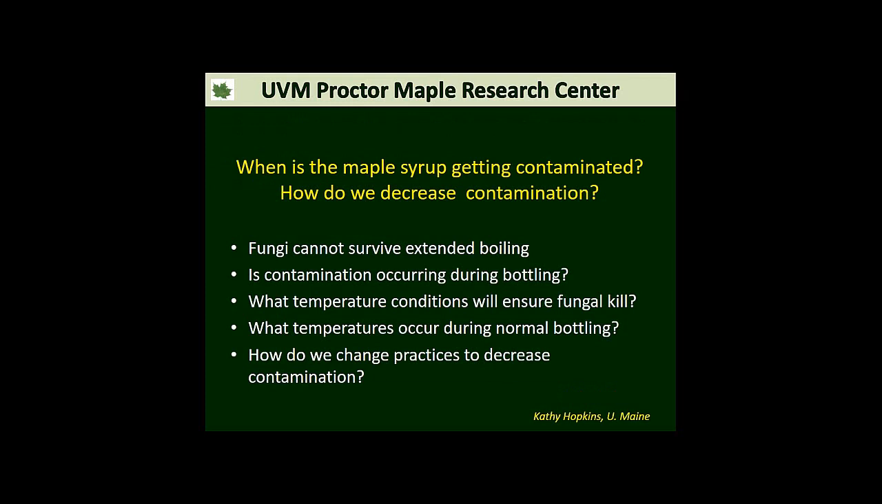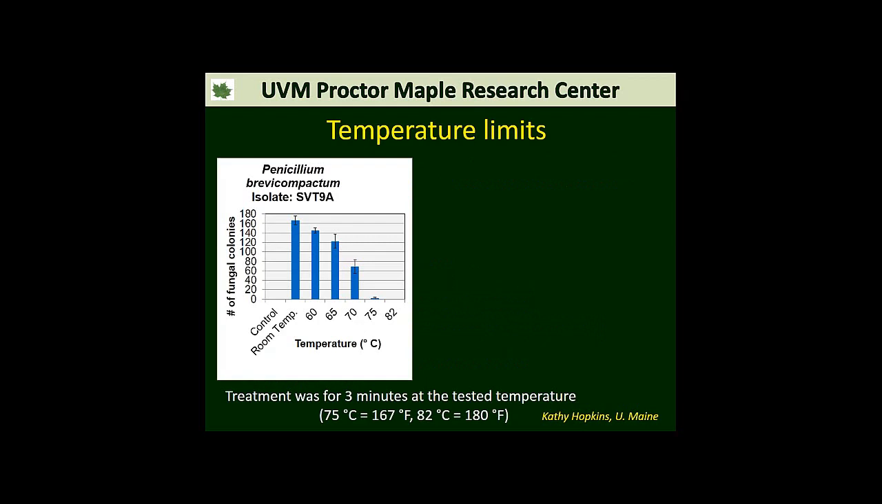So how is the maple syrup getting contaminated? Well, fortunately, sap can't live through extended boiling, so when it comes out of your draw-off, syrup is sterile. So contamination is occurring somewhere between your draw-off and getting it in the bottle. The temperature conditions are really important, particularly during bottling, and so she's looking at different practices to decrease contamination. So this is in temperature degrees C, but 75 degrees C is 167, 82 degrees C is 180.